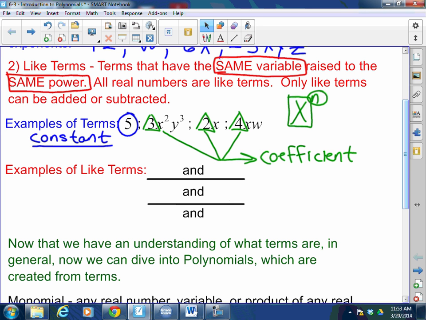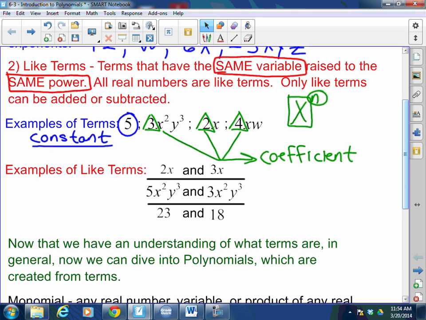Now, let's look at some examples of like terms. 2x and 3x, they're both the same variable raised to the same power. So those are like terms. 5x squared y cubed and 3x squared y cubed. They both have the same variables, x and y. And the x has an exponent of 2 in both of them. And the y has an exponent of 3 in both of them. So that means that they are like terms. They have the same variables raised to the same powers.